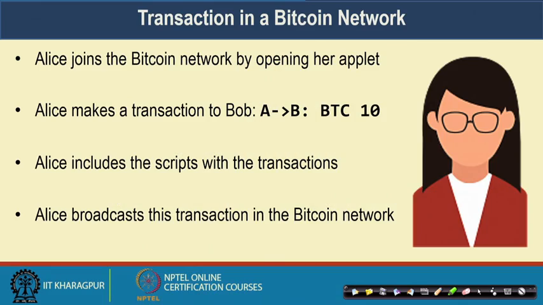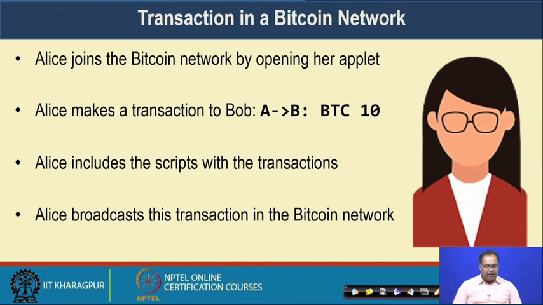So, a transaction in a Bitcoin network happens in this particular way. After Alice joins the Bitcoin network, by opening her applet, Alice can initiate a transaction to Bob. So, this is a sample transaction that Alice initiates. Once Alice constructs this transaction to Bob with a certain amount of Bitcoin, say 10 Bitcoin, Alice includes the input scripts and the output scripts with this transaction to validate the authority of this particular transaction.